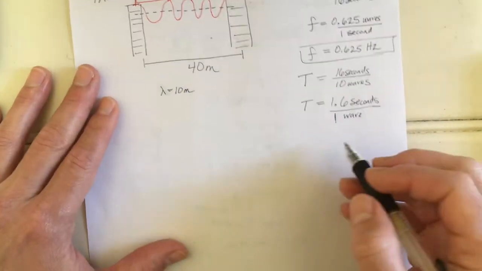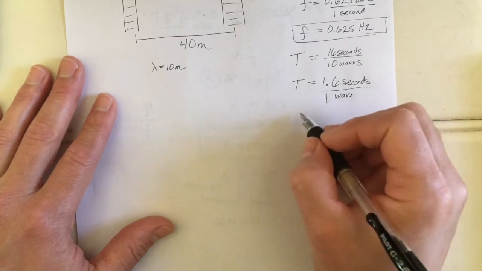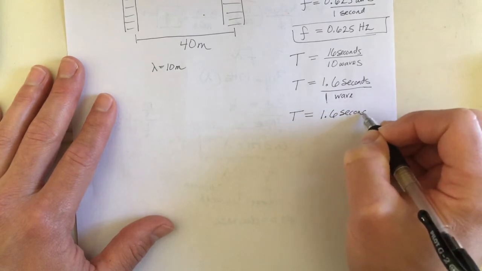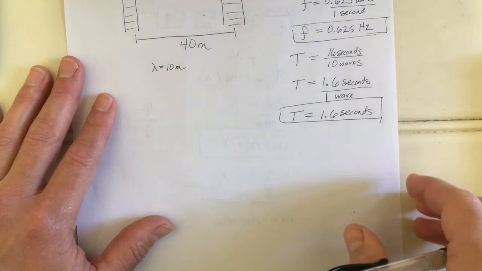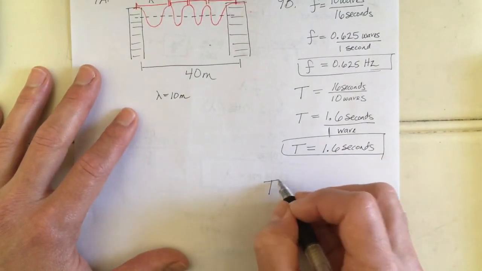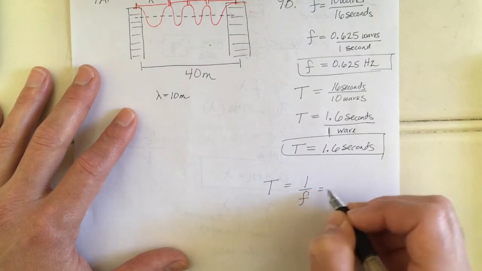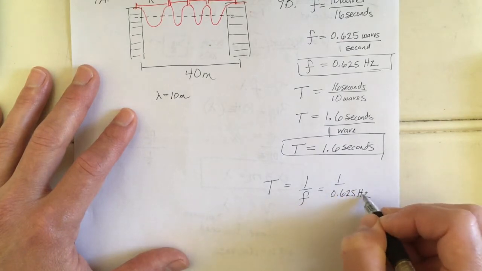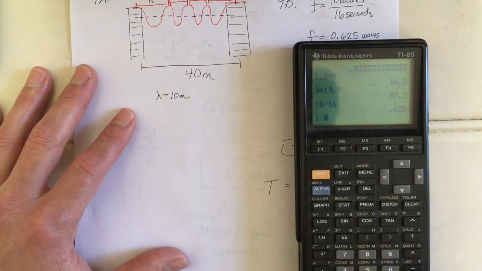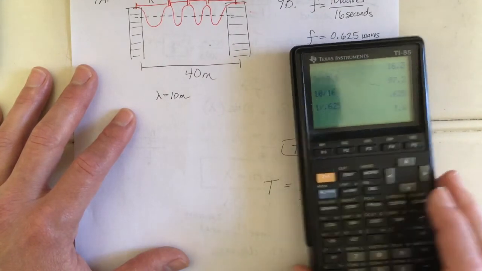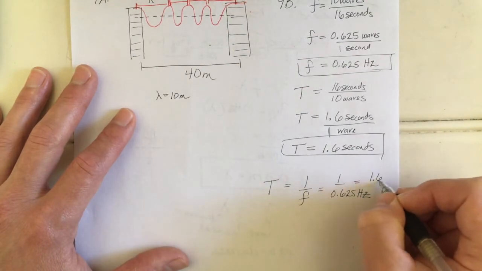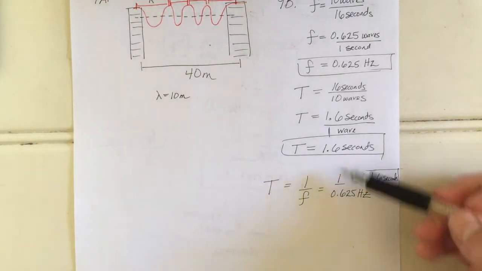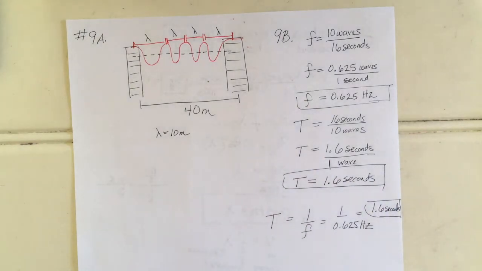So how long does it take for a whole wave to pass? Well, 1.6 seconds. But usually we ignore cycles. They're kind of a shadow unit. They're not really there. So a lot of times we'll just write the period as 1.6 seconds. Now you very easily could have got that same answer by saying T equals 1 over F. Therefore T is equal to 1 over 0.625 hertz, and then type that in your calculator. 1 divided by 0.625 is equal to 1.6. So two ways to solve the period there, and that's how you get the frequency for 9b.